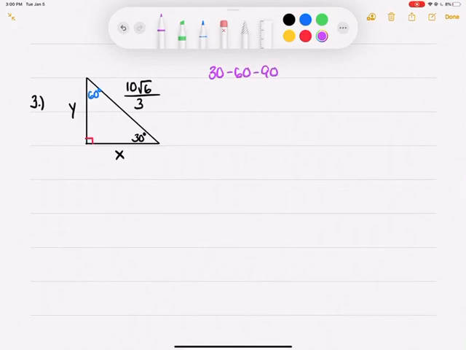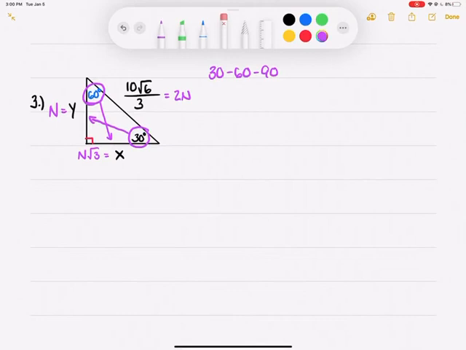which tell me that the leg that is across from 30 degrees, so all the way across, has to be equal to n. The leg that is across from 60 degrees, so all the way over here, has to be equal to n times the square root of 3. And then the hypotenuse is always 2n.